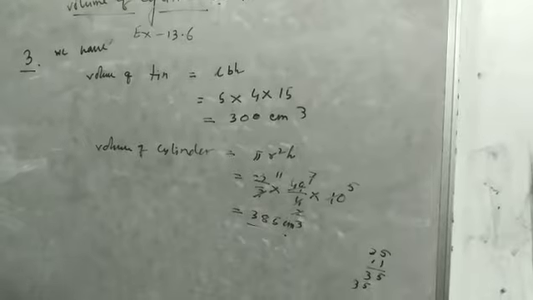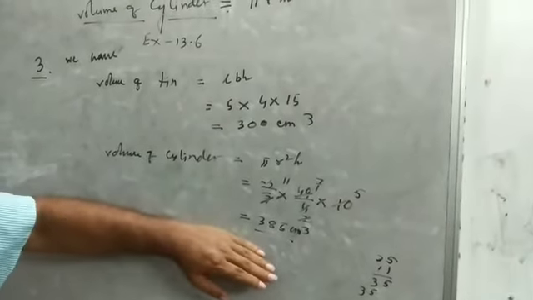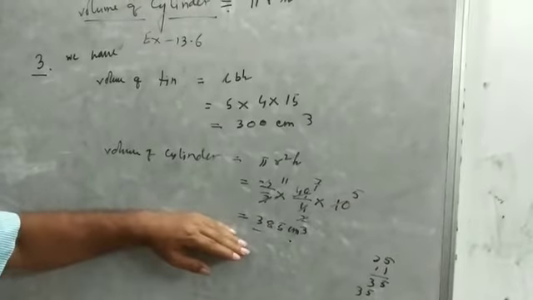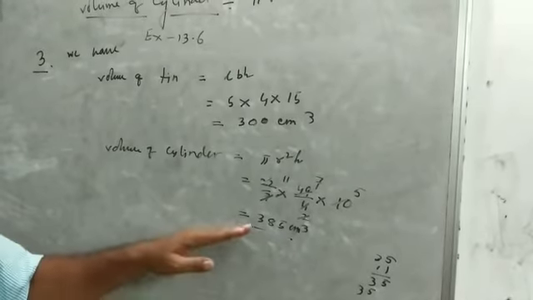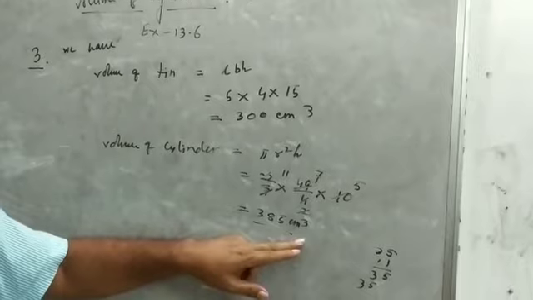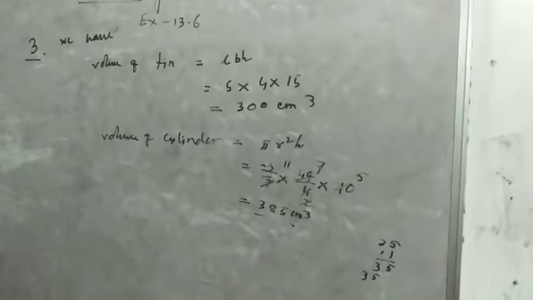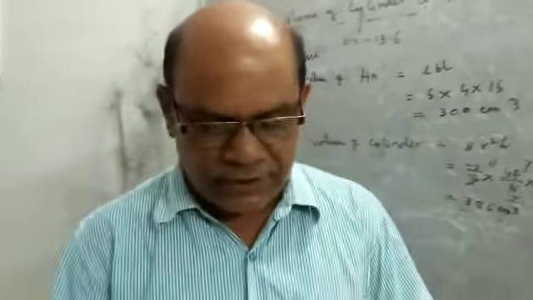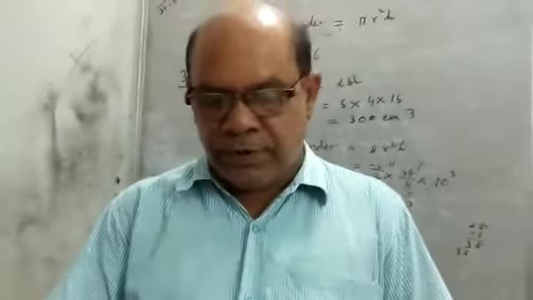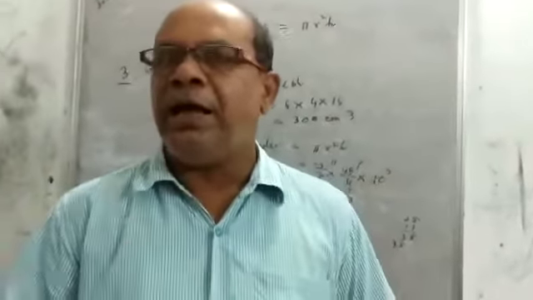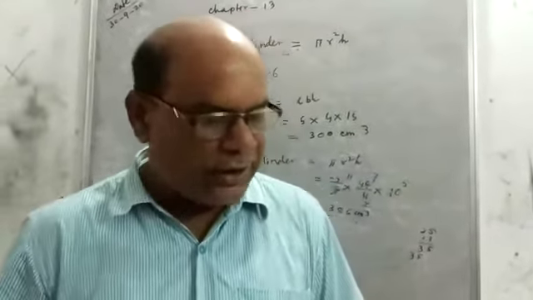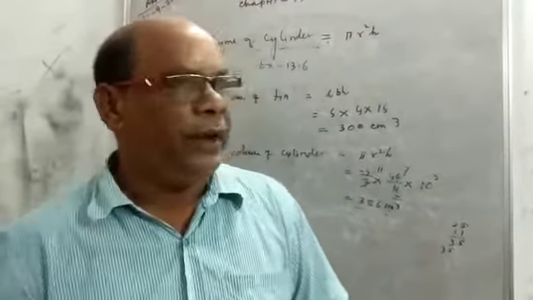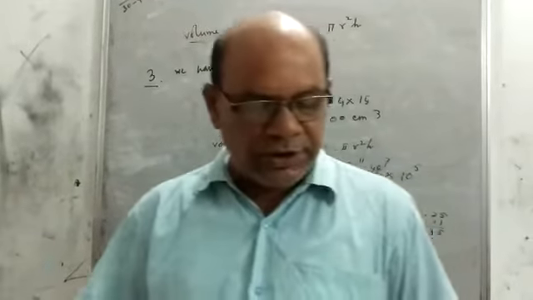It is clear that we will write the answer this way. The plastic cylinder has the larger capacity, meaning more capacity. By how much? It is 85 centimeter cube. So we will write the answer that the plastic cylinder has the greater capacity by 85 centimeter cube. Is that clear? So number 3 is finished.